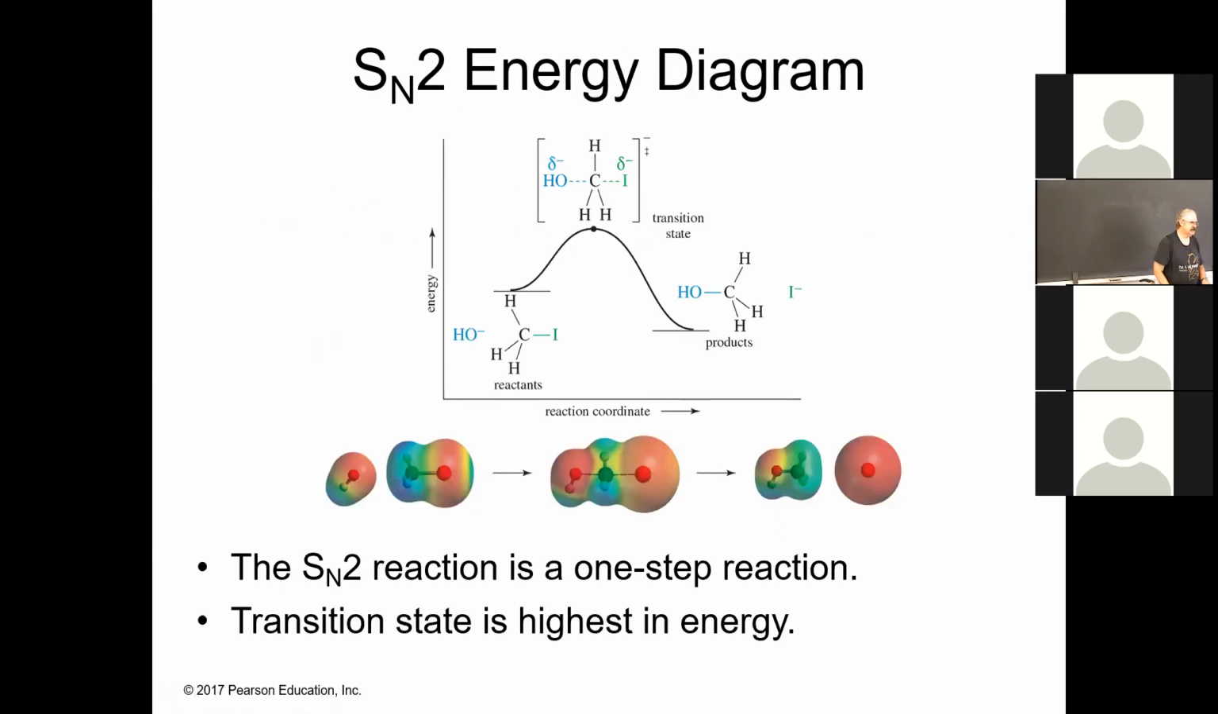So there's just one step. There's no intermediate. There's the reactant energy level, activation energy, transition state, and products. And in this particular case, the reaction is exothermic, since the product energy is lower than that of the reactant energy.